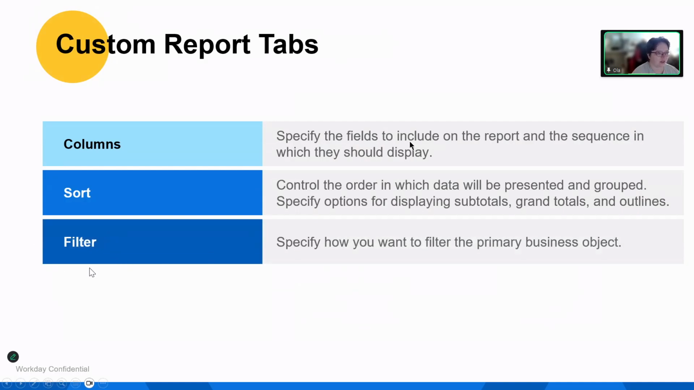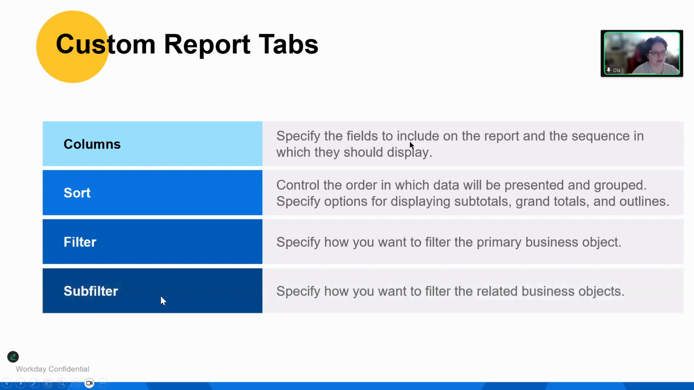Filter. We know that we can use our data source filters to get rid of some of the instances from our business objects, but you can create more custom filters, and that is the filter tab for you. Filtering will get rid of the instances of your primary business object. Subfilter is the same, but for the related business objects. It is going to get rid of the instances from the related business objects that you are referring to in your report.